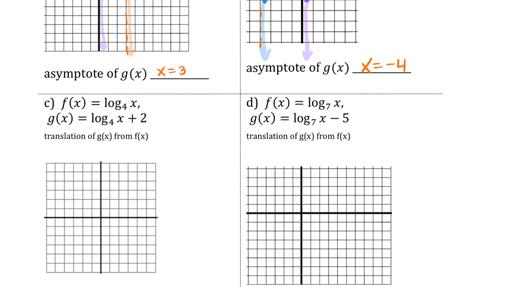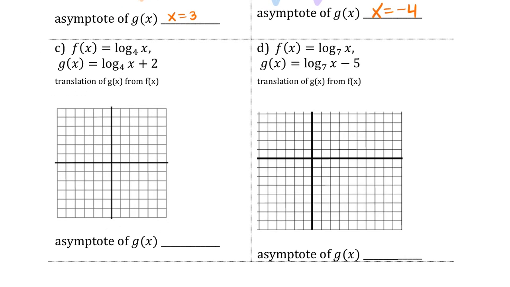Okay, let's try 2 more. Okay, f of x equals log base 4 of x. The translation is it's log base 4 of x, and then it's plus 2. So this is going to go up 2. Okay, let's graph f of x first. The base is 4. So 4, 1. 1, 0. 1/4, negative 1. I'm not going to cross the asymptote. Okay, that's nice for my f.